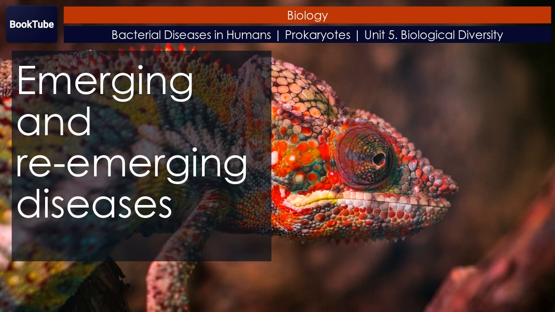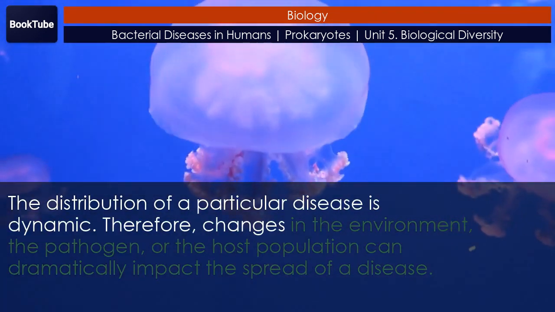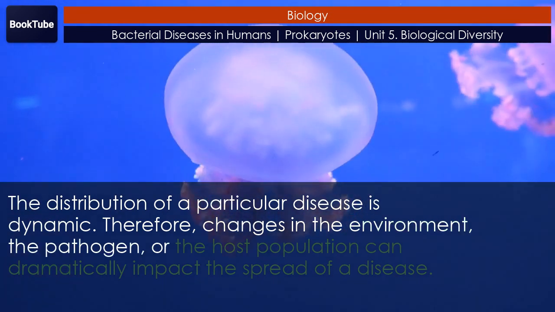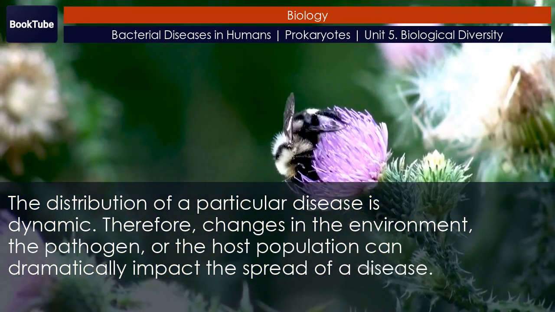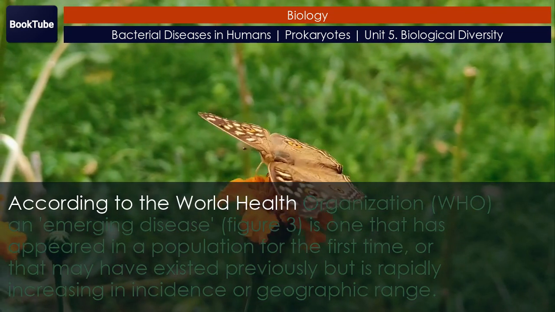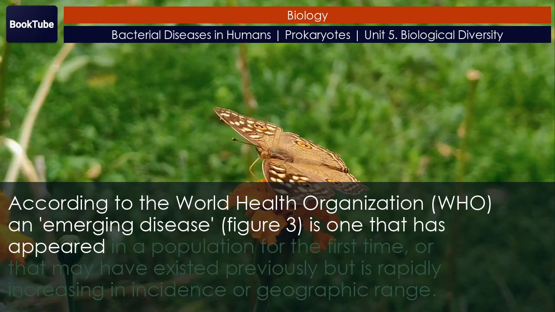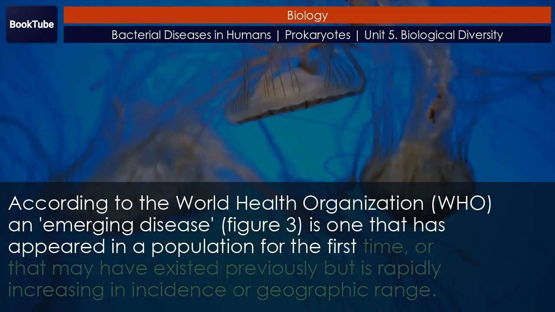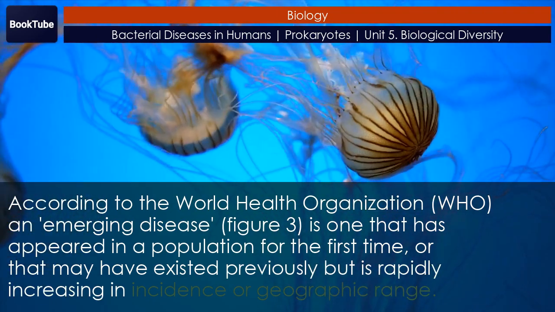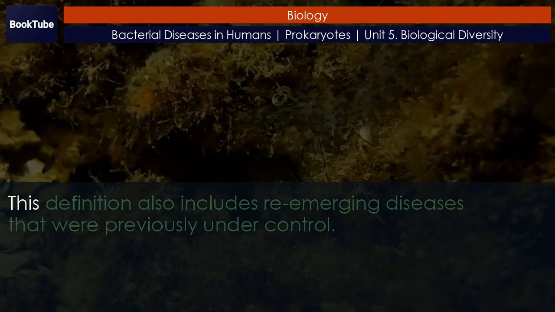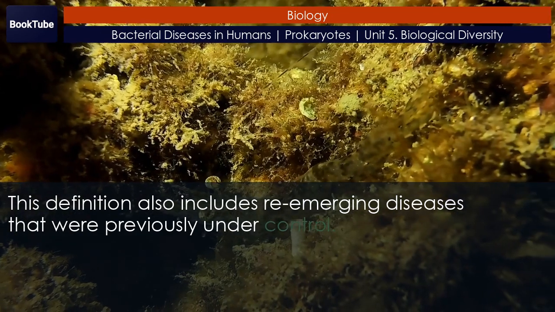Emerging and re-emerging diseases. The distribution of a particular disease is dynamic. Therefore, changes in the environment, the pathogen, or the host population can dramatically impact the spread of a disease. According to the World Health Organization, WHO, an emerging disease, Figure 3, is one that has appeared in a population for the first time, or that may have existed previously but is rapidly increasing in incidence or geographic range. This definition also includes re-emerging diseases that were previously under control.